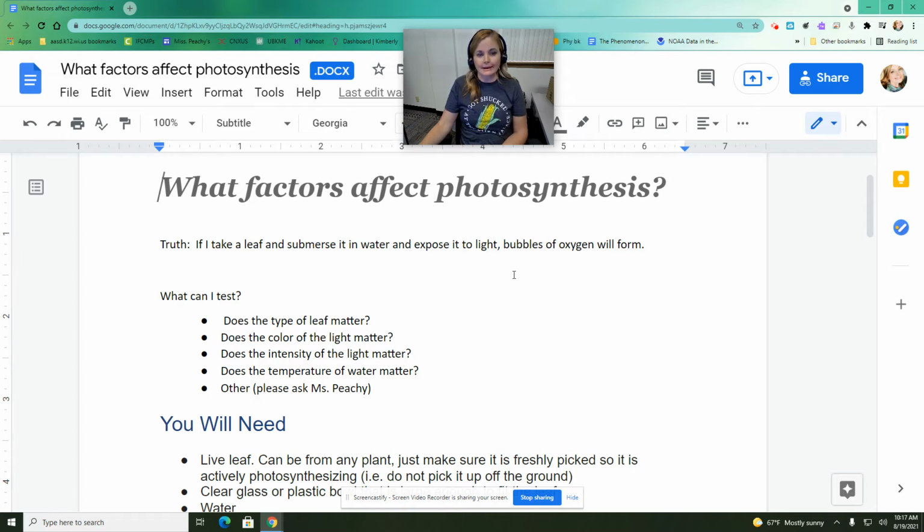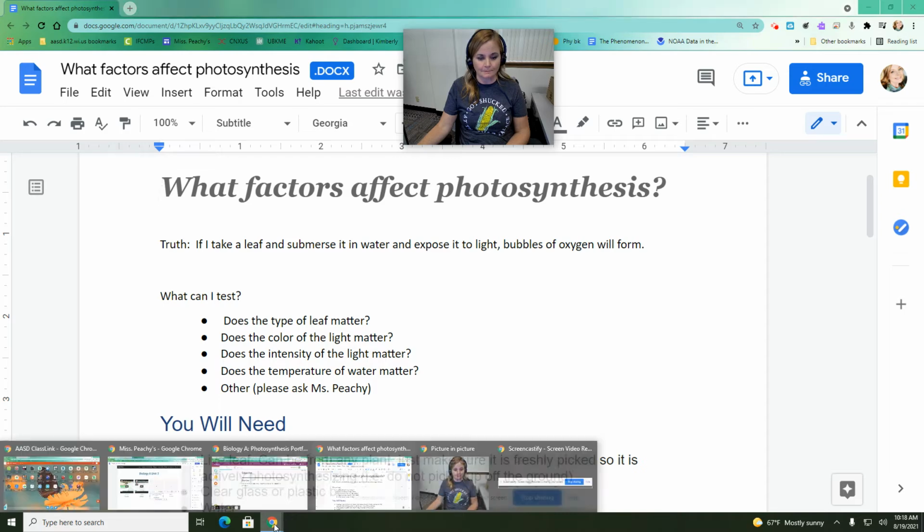Your lab is entitled What Factors Affect Photosynthesis? We're going to start with something that we know. We know that if I take a leaf and submerge it in water and expose it to light, bubbles of oxygen will actually form.